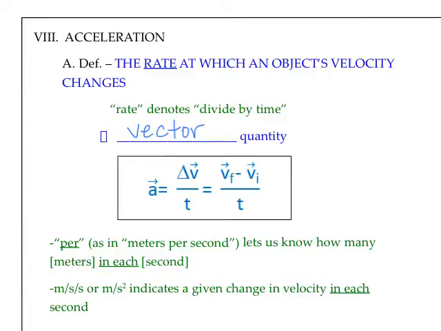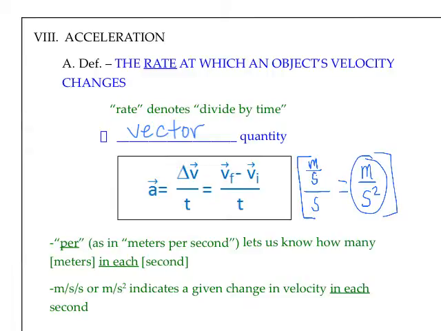This is going to make our units turn out to be meters per second from the velocity. And then remember it's a rate, so we're dividing by time. So we're going to be dividing by the seconds. And when we reduce that down, you would multiply top and bottom by the reciprocal, and you should end up with units of meters per second squared.